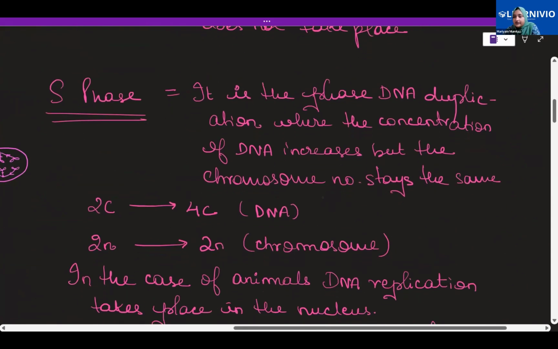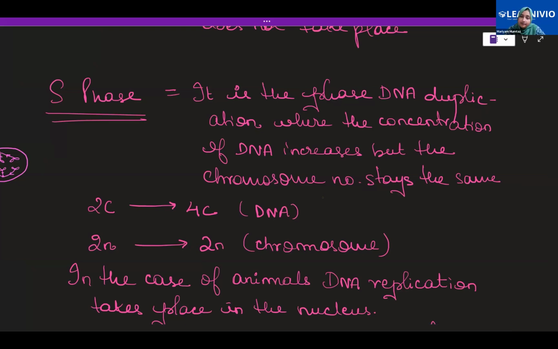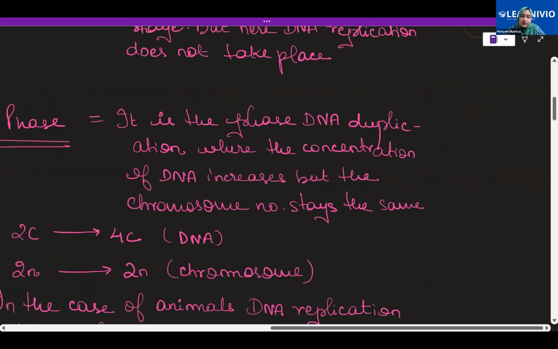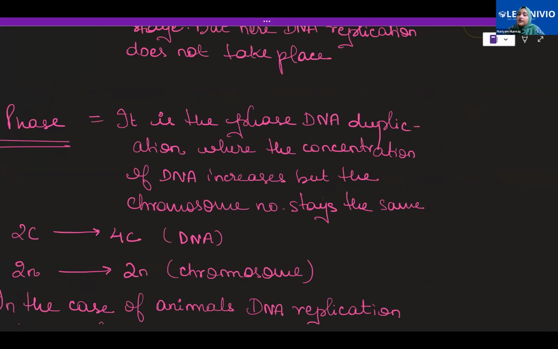Here, the next phase is the S phase, which is the synthesis phase. Now here, particularly the DNA replication or duplication process takes place, wherein the concentration of the DNA will increase. And you people know that chromosomes are the physical carriers of the DNA, right? But still no impact will take place on the chromosome number. The chromosome number is going to stay just like that, whereas the DNA number is going to double.